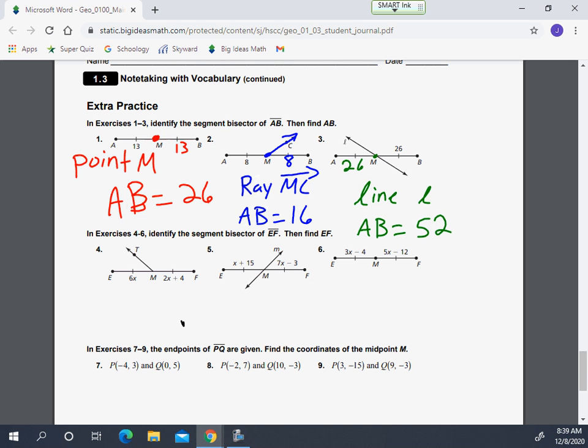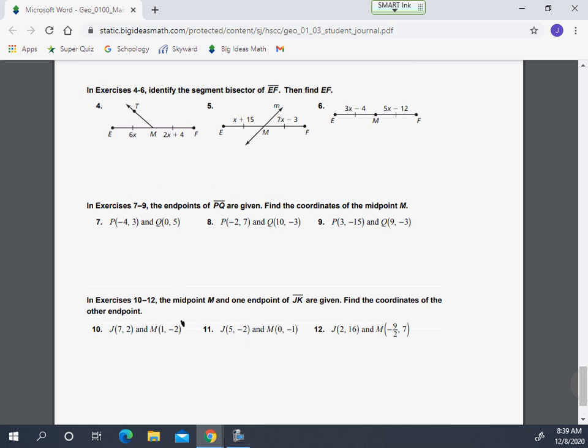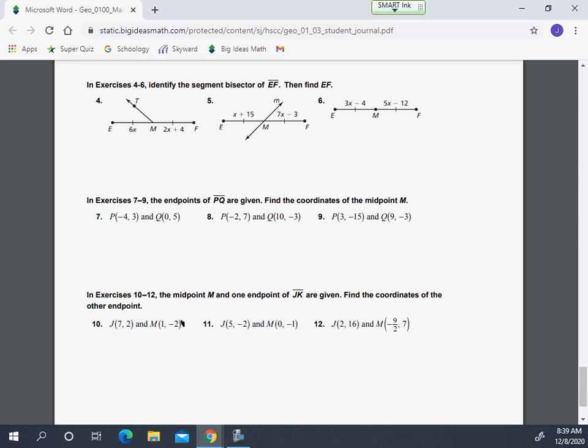And this is what your homework will be like. Naming the segment bisector and then finding the distance. I want you guys, well, I'll do one of these. Okay, I'll do one. I'll choose number 5. I want you guys to try 4 and 6.